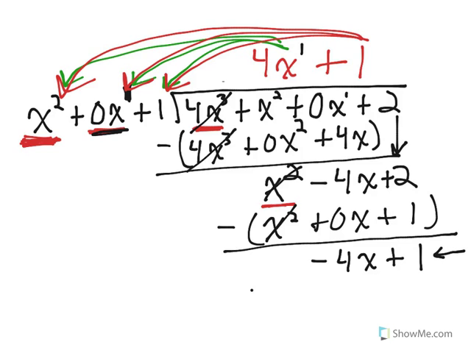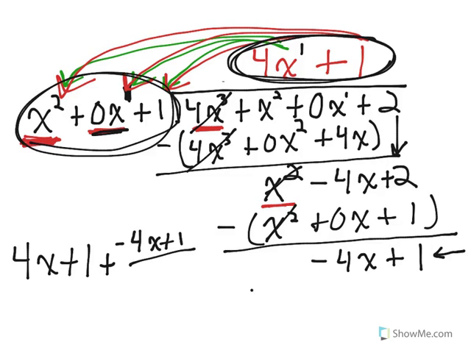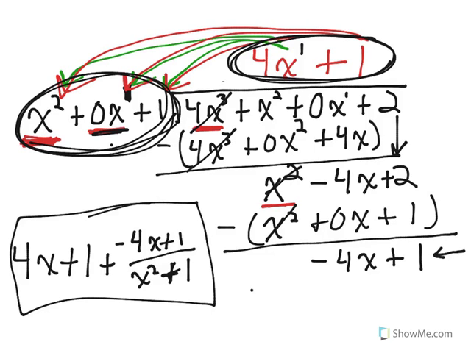When you have a remainder, you take your answer up on top, 4x plus 1, and add the remainder as a fraction over the divisor out in front of your division bracket, x squared plus 1. Do not include the placeholder in that answer. And that is your final answer.